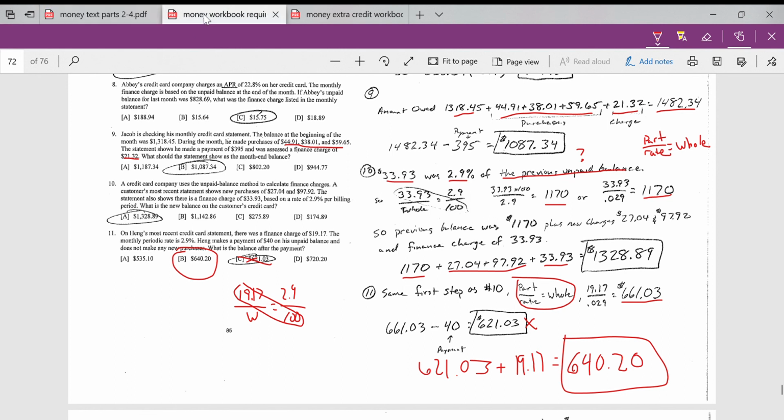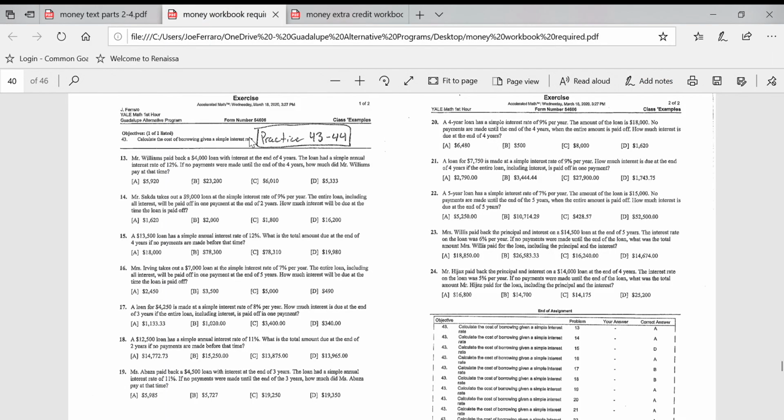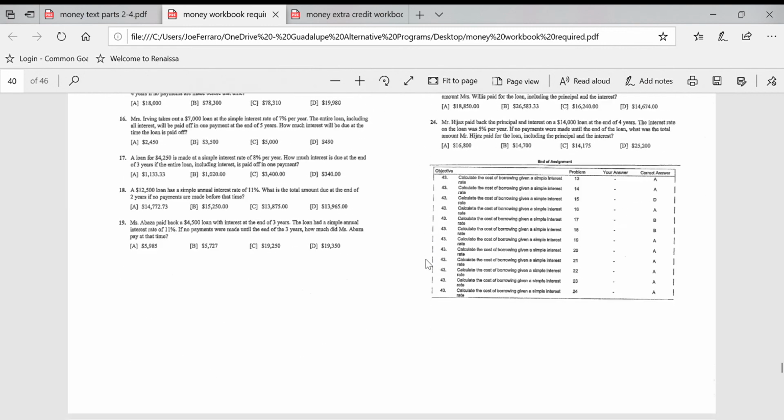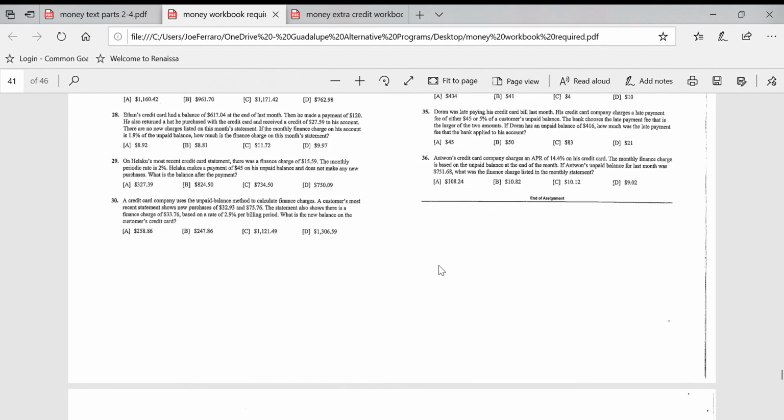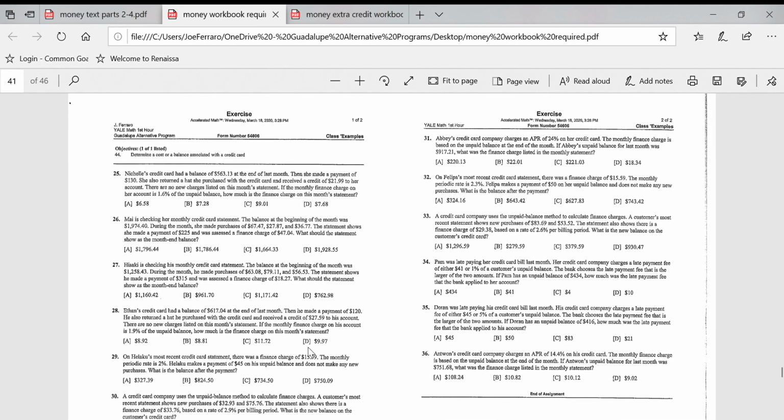After you're done watching this video, you go to your money workbook. Practice 43, 44 starts here. This was objective 43. Go to the next page. Objective 44, answers are on the following page. Again, pick out some of those problems. Maybe you do all 12, maybe you don't. Whatever you need, feel confident, and be ready to take the test. Okay. If you have any questions, let me know.